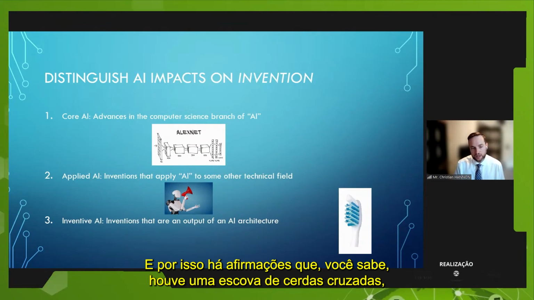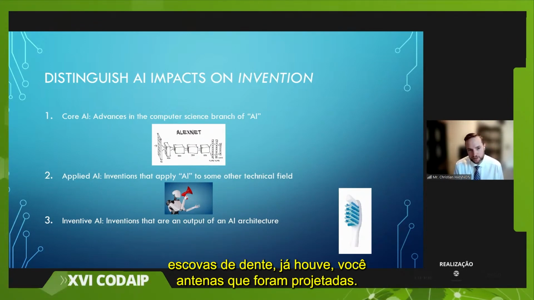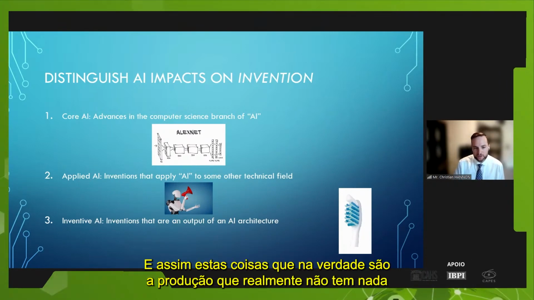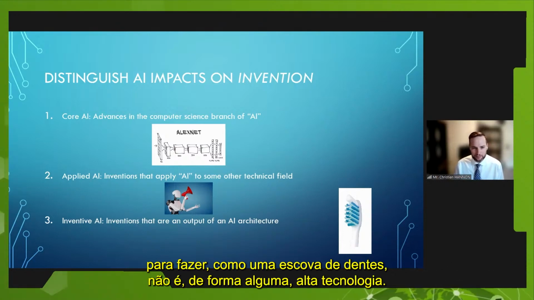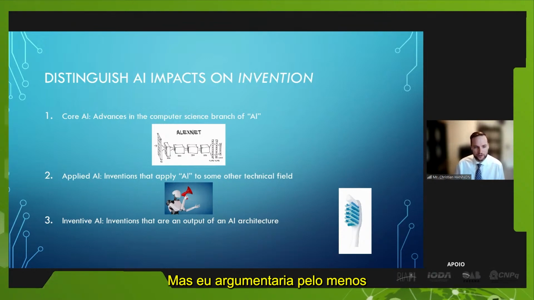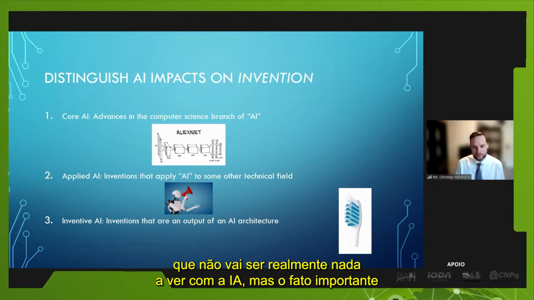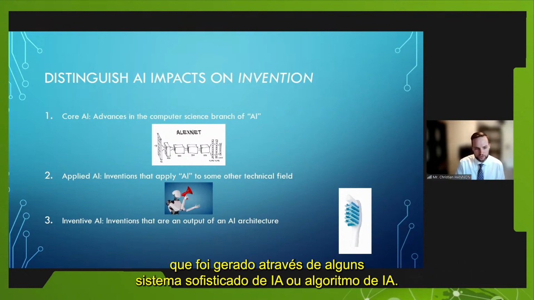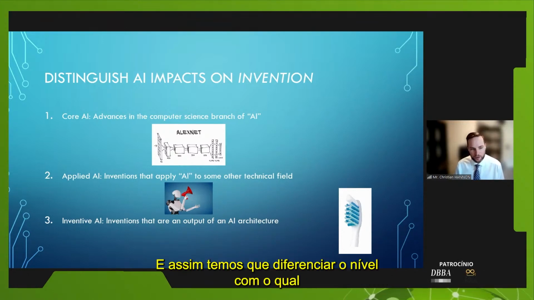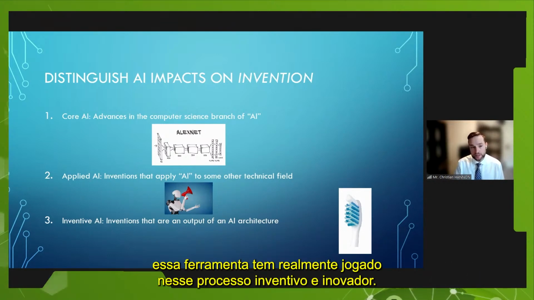And so there are claims that there have been cross-bristle toothbrush designs. There have been antennas that have been designed. And so these things are actually the output, and don't really have anything to do with AI, like a toothbrush, it's not high tech by any means, I would argue at least. That's not really going to have anything to do with AI, but the important fact is that it was generated through some sophisticated AI system or AI algorithm. And so we have to differentiate the level with which that tool has actually played into that innovative process.